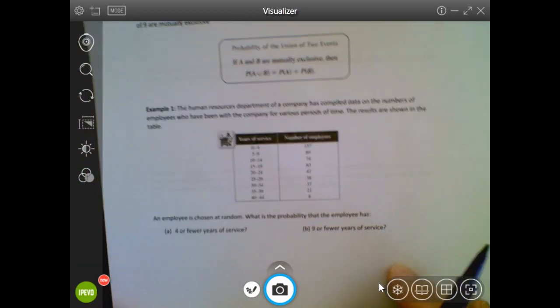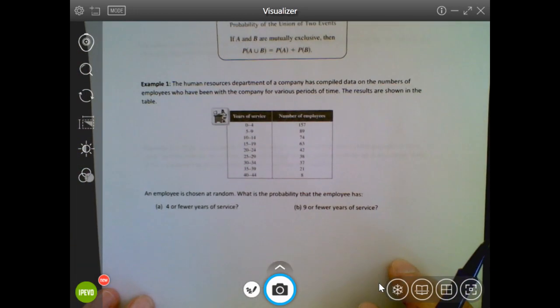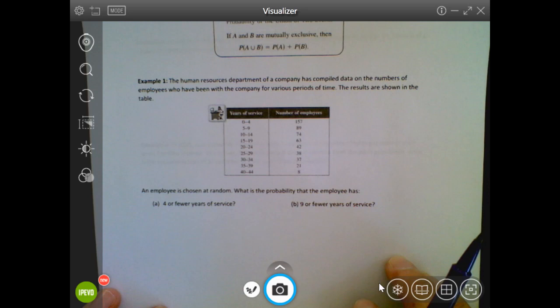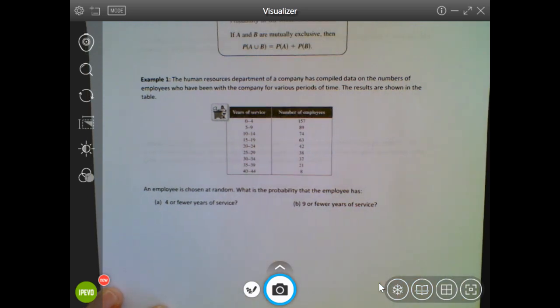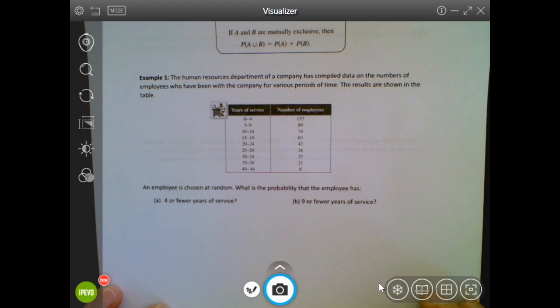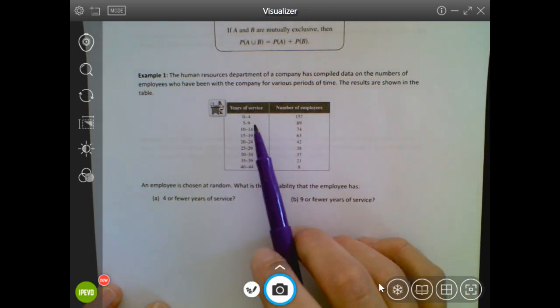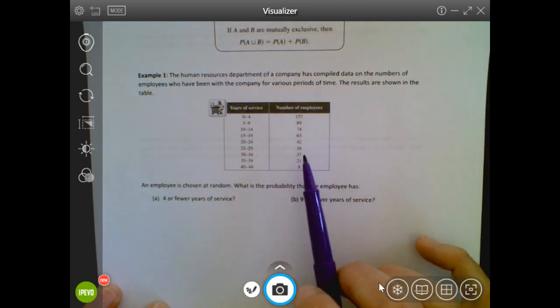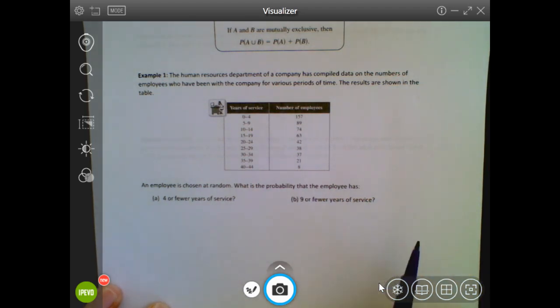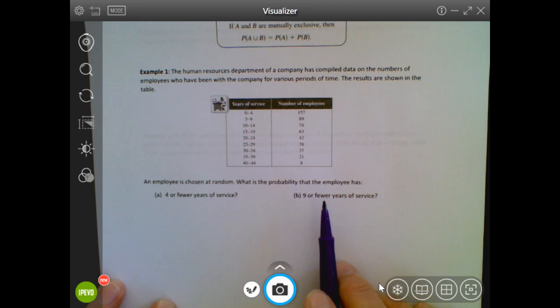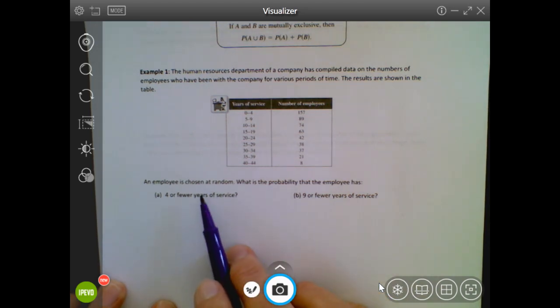So let's look at an example of what this looks like. The Human Resources Department of a company has compiled data on the numbers of employees who have been with the company for various periods of time. The results are shown in the table. So you can see that there's a bunch of different years of service here and the number of employees that fit in that category. So we're saying that an employee is chosen at random. We want to know the probability that the employee has 4 or fewer years of service.